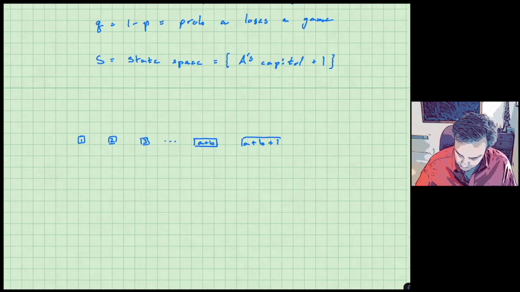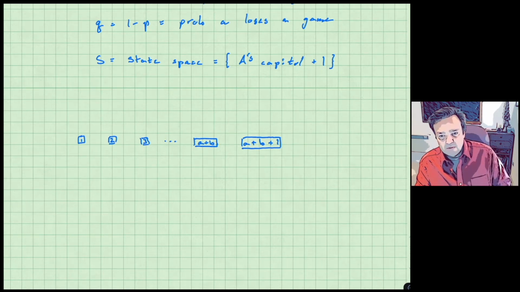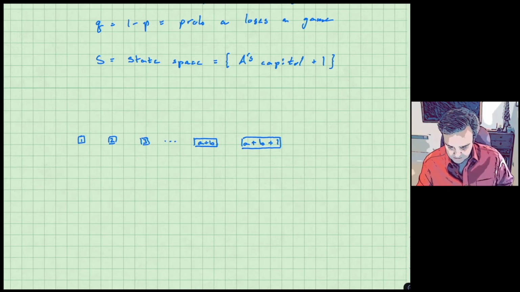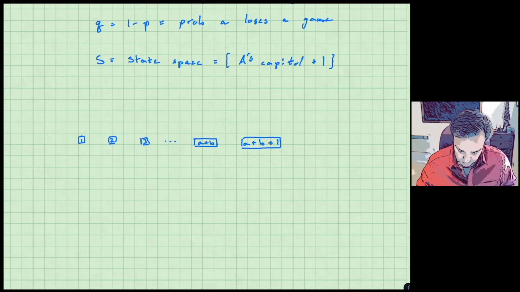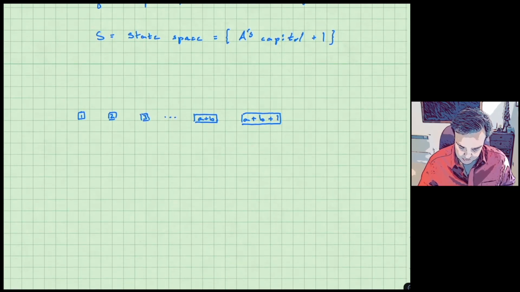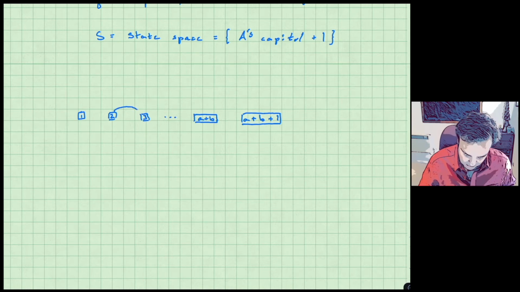So now these two boxes on the ends, 1 and A plus B plus 1, those are the ending points of the game. At those points, the game can't progress any further because A has either got all the money or none of it, right? So for any of the intermediate points, so let's say node number 2 here, this guy has a probability of going up to node number 3 if A wins a game. And so we draw this like this.